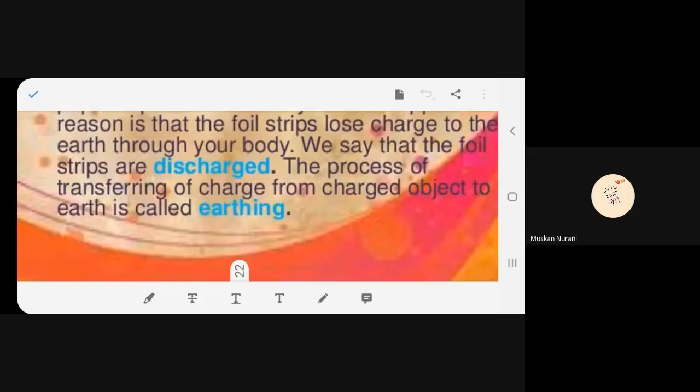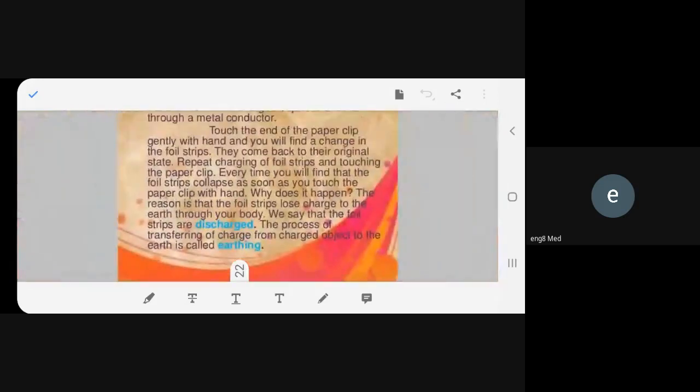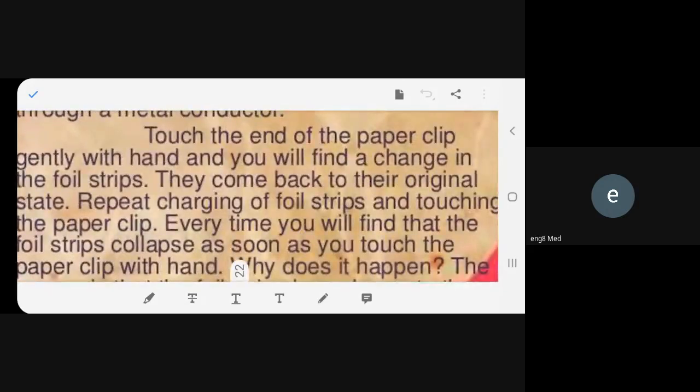What is it called? Boys, what is it called? Earthing. You understand? So when we touch one end of the electroscope, the aluminum foil comes back to its original position. And when you take the charged plastic refill and touch it with one end of the paper clip of the electroscope, the aluminum foil goes away from each other. Any problem? So when we touch it, that means it is getting discharged due to earthing. Any problem, beta?